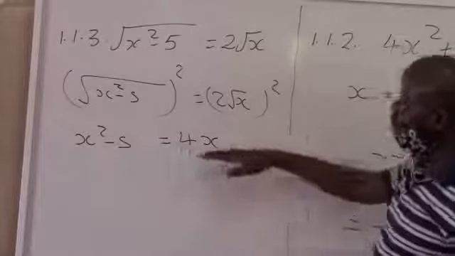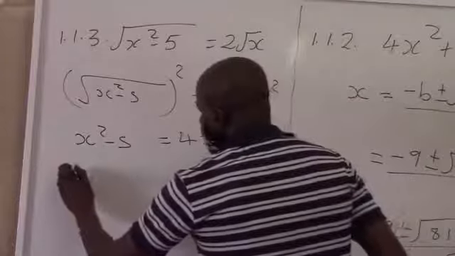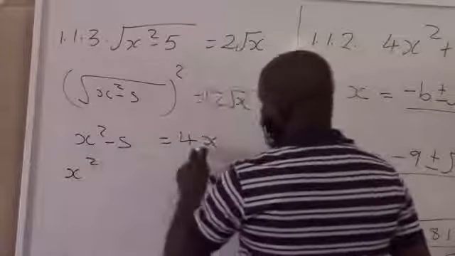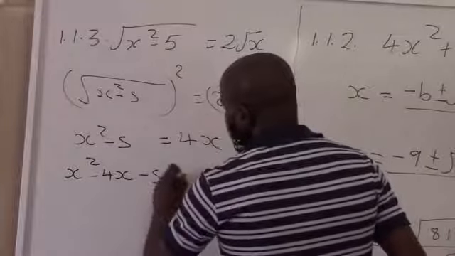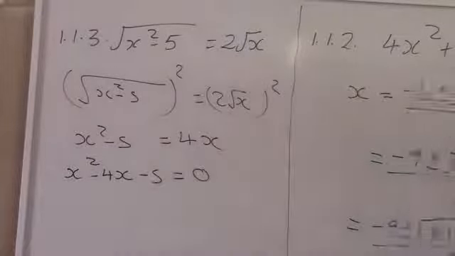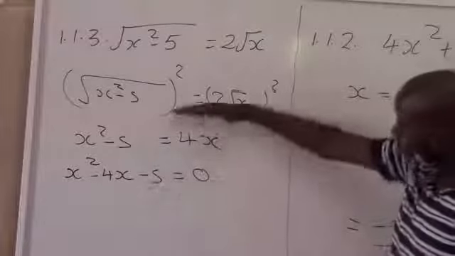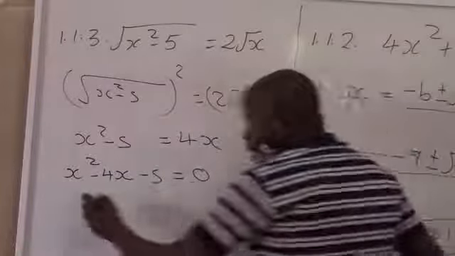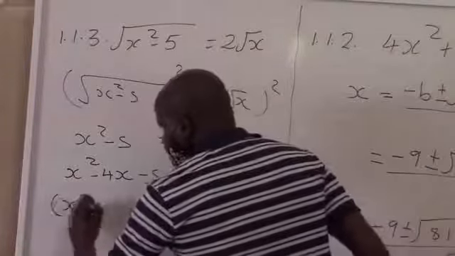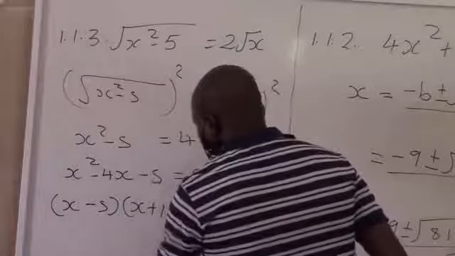Then again we have to rewrite this in standard form. So how do we rewrite it in standard form? We have x squared minus 4x minus 5 equals 0. So for squaring both sides, there's a mark, and there's also a mark here. Then another mark you get for factorizing. In this case, it's minus 5 and 1.